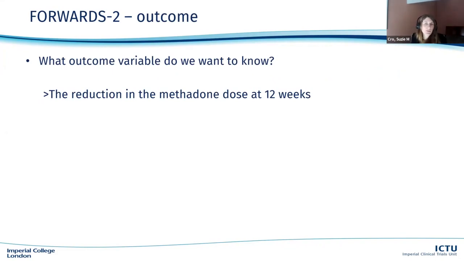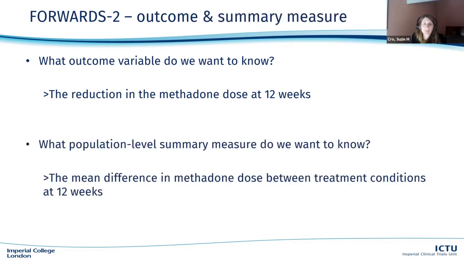Now in the larger definitive trial, the primary outcome will be complete abstinence, but it would be infeasible to consider this binary response at this proof of concept stage regarding sample size and finances. And the population level summary measure of interest was the mean treatment group difference in methadone dose at week 12.